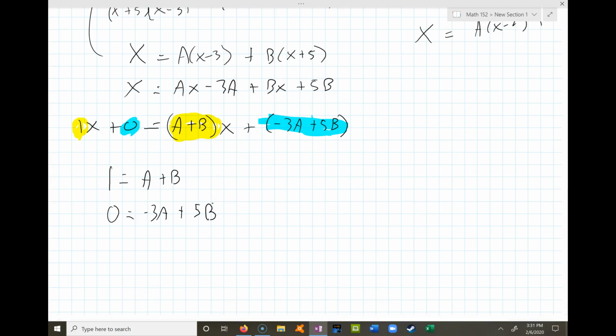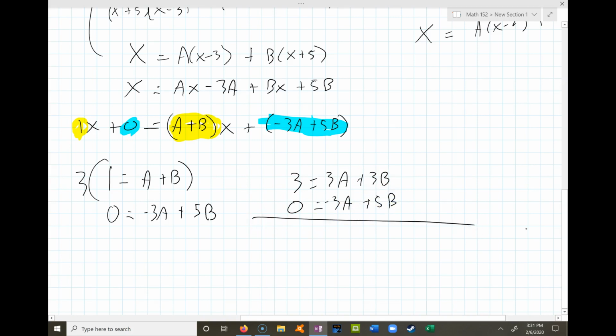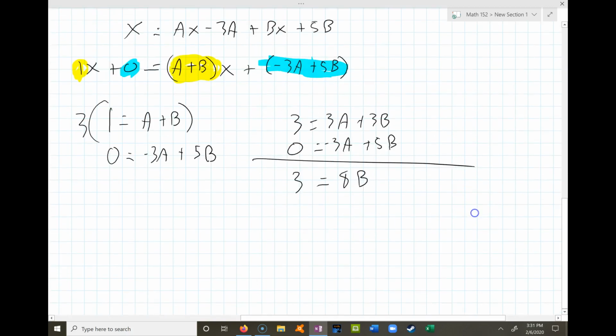So I think to solve this system of equations, I would multiply the top equation by 3, and I would get 3 is equal to 3a plus 3b, and the bottom would be 0 is equal to negative 3a plus 5b. And if you remember, in this method of solving system equations, I just add the two equations together and I get 3, and that's 0. I get 8b here. So that tells me that 3/8 is equal to b.